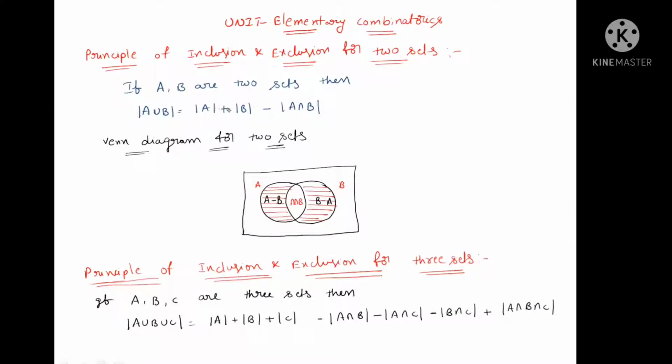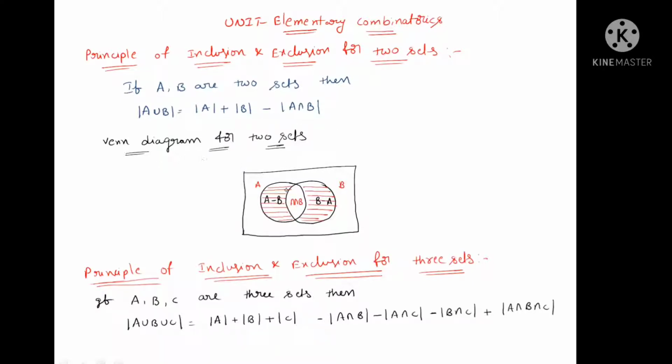This is the elementary combinatorics chapter, for second year MFCS. First topic is the principle of inclusion and exclusion for two sets. Let us suppose A, B are two sets. Then the principle of inclusion and exclusion for two sets is mod A union B equals mod A plus mod B minus mod A intersection B.